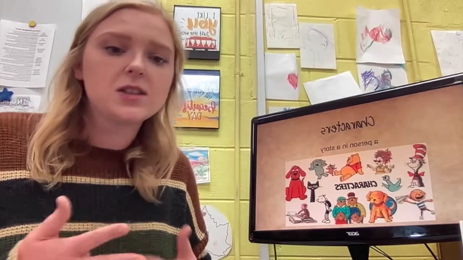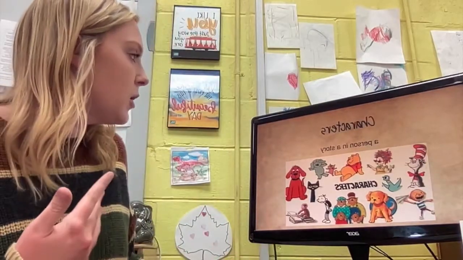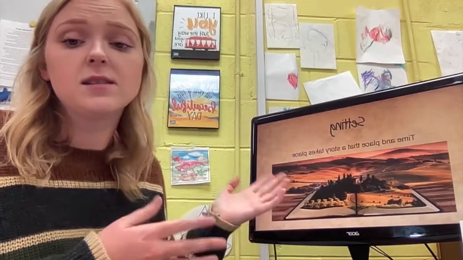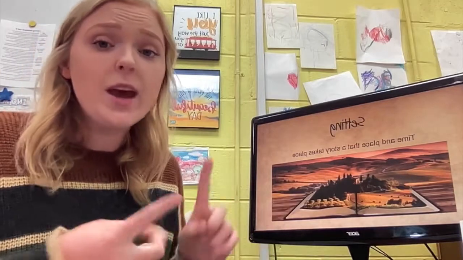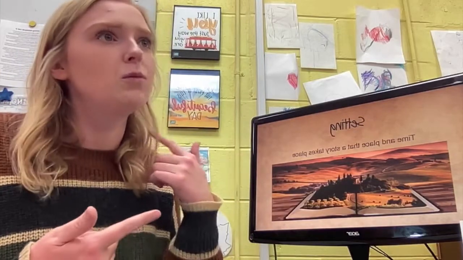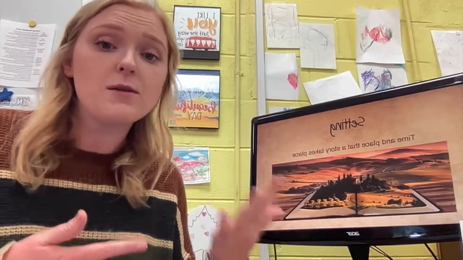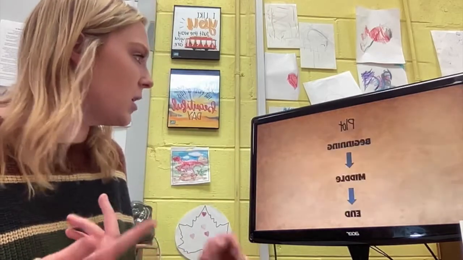Then we get to talking about characters. We've got to have characters because they are very important to the story and what's going on. So is the setting. They got to have a time and a place. Sometimes they just think about where it's happening. They don't think about what time of day it's happening. So time and place is both very important.